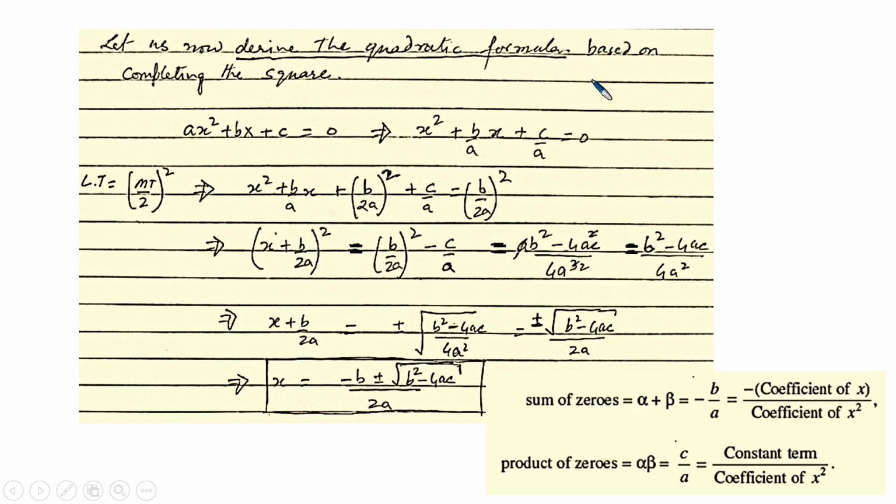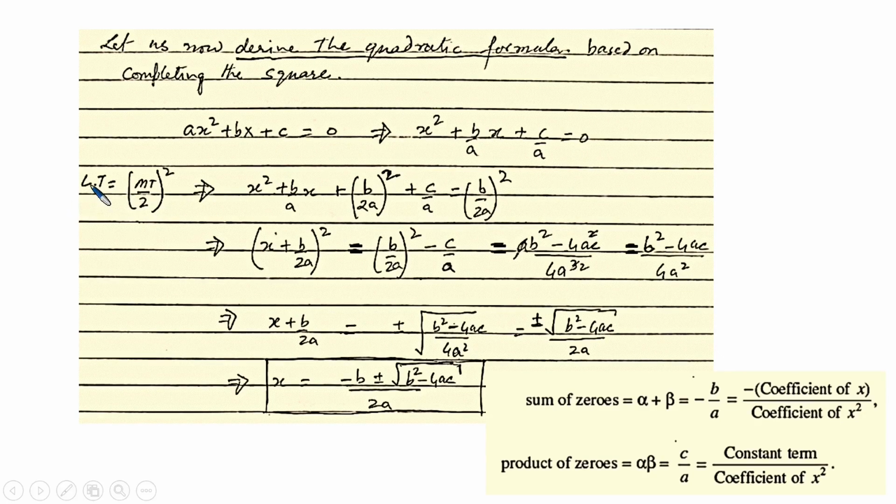Let us now derive the quadratic formula based on completing the square. So this is a quadratic equation and you can find the solution. So what I do is I divide each term by a, this is b by a, c by a, I write it here, and this is 0, so it doesn't matter.